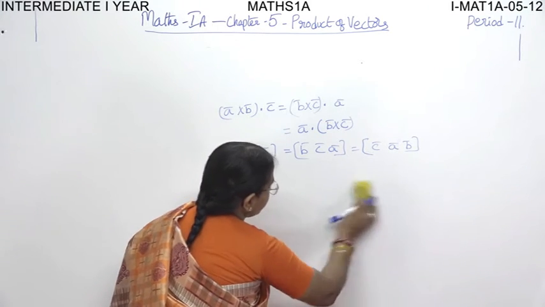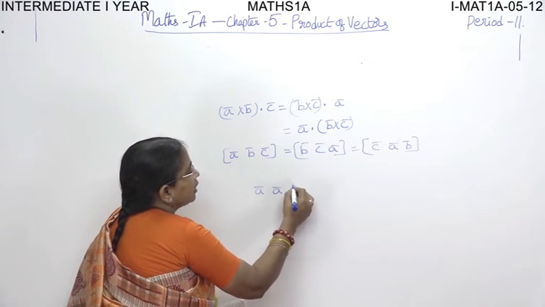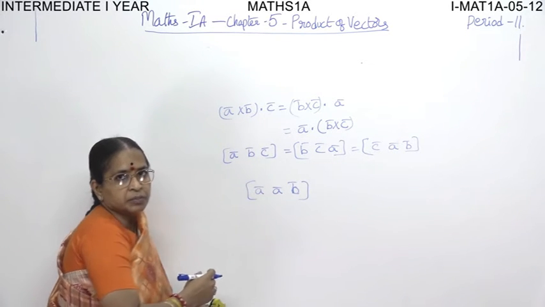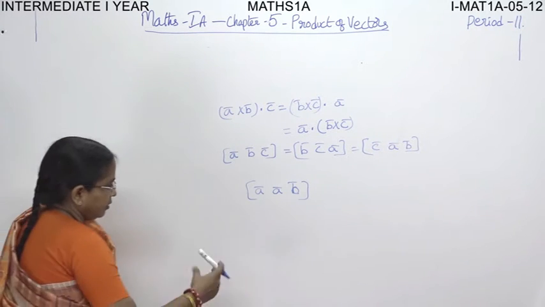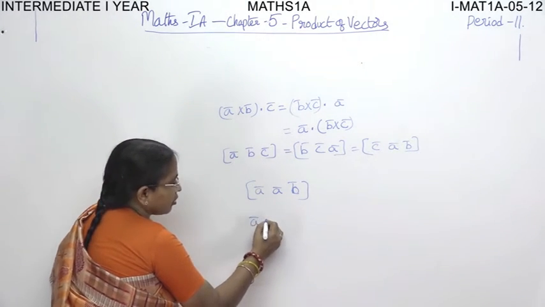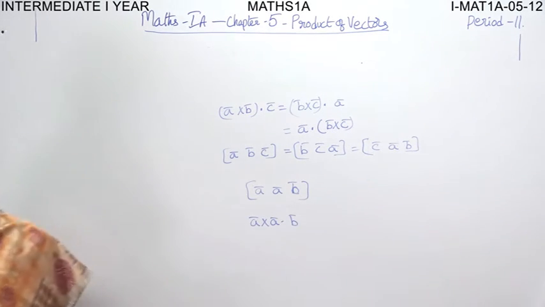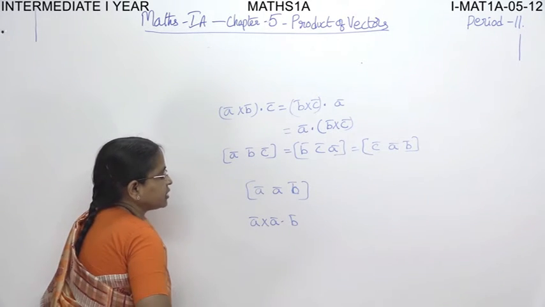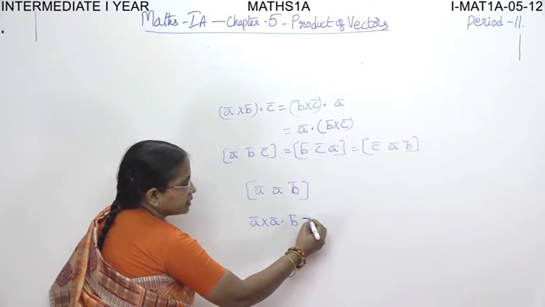Now next property is, suppose that two vectors are identical in a box product. Then what happens, it is A cross A dot B. You can write cross and dot anyway. So if I write cross here between A and A, we know that A cross A is 0. So A cross A dot B is equal to 0.